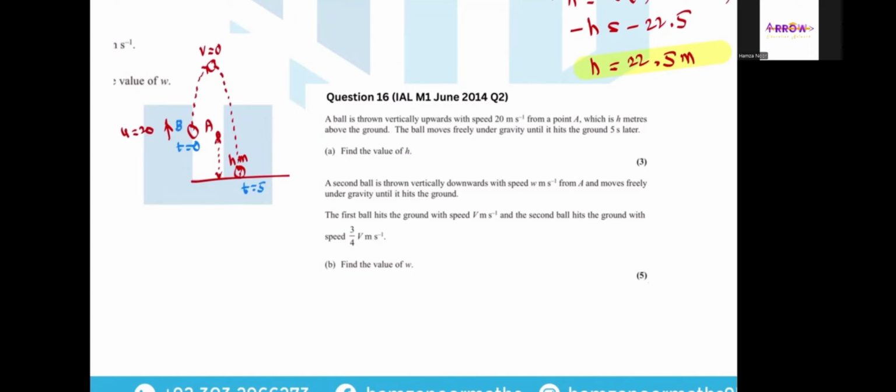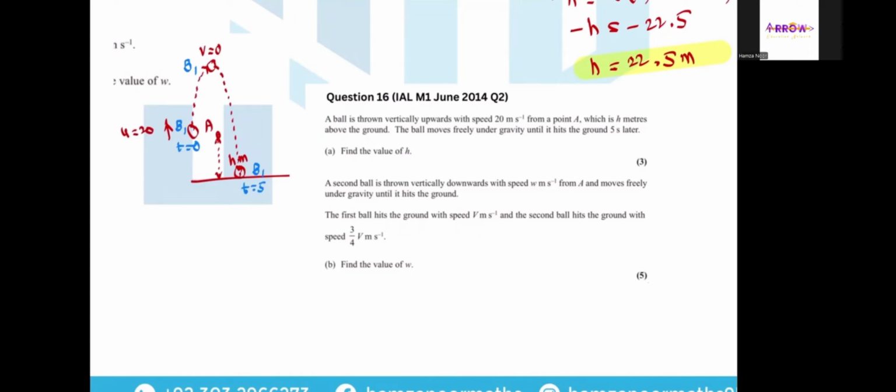So basically, first we had the sketch of ball one only. Ball one was released from A. It went up to a highest point above the ground and then it came on the ground when t equals 5. The information in the question is that the first ball hits the ground with a speed v meter per second. So let's find the speed of ball one by which it hits the ground.